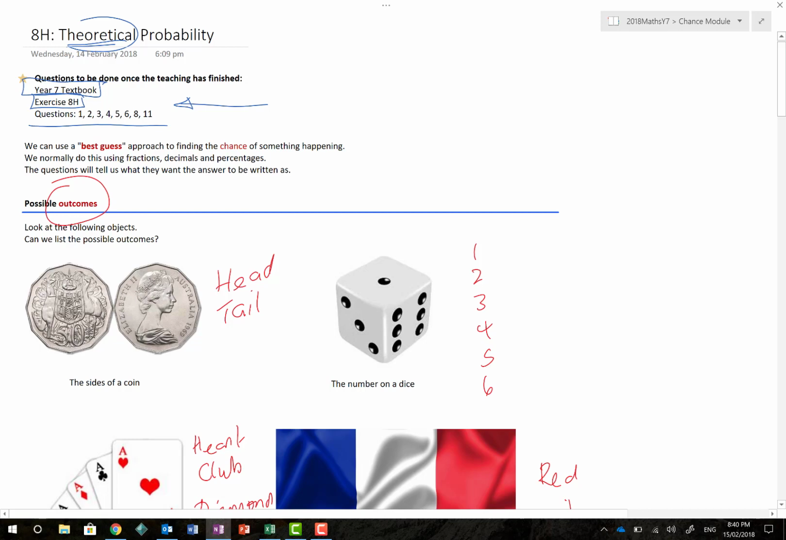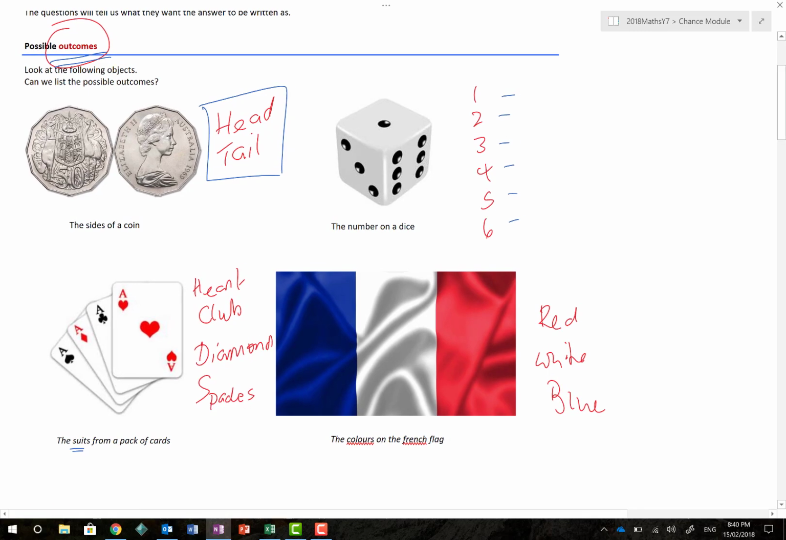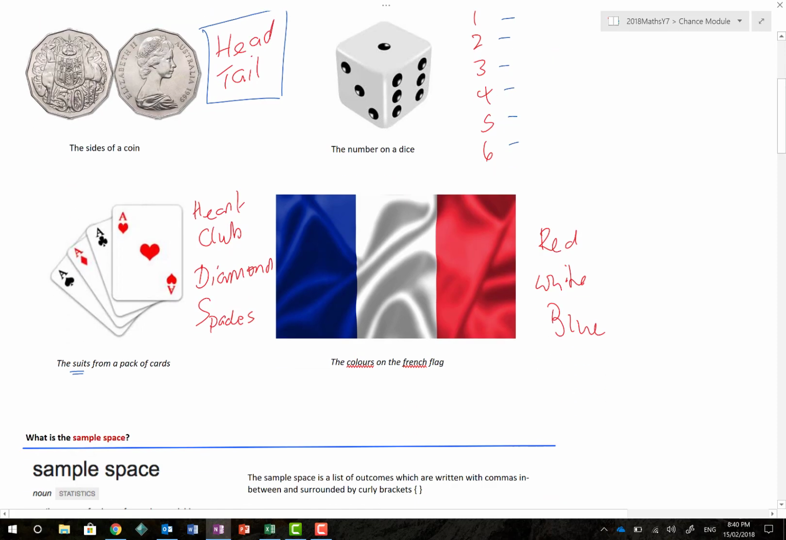Now, just to recap, we never really talked today about what this theoretical thing was talking about, and I'm going to talk a little bit more about that in a moment. When you toss a coin, if you remember, our possible outcomes were just listing all the things that could happen when I throw a coin. I can get a head or a tail. With a die, we can have the numbers 1, 2, 3, 4, 5, and 6. It would be fairly impossible to have the number 7. What about the suits from a pack of cards? If you remember, it was hearts, clubs, diamonds, and spades. And the possible colours on the French flag were red, white, and blue.